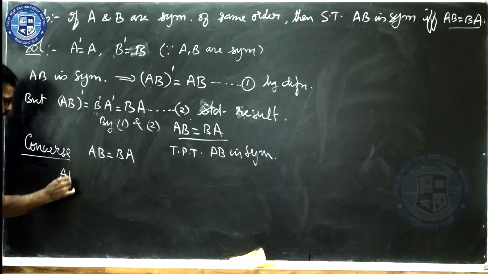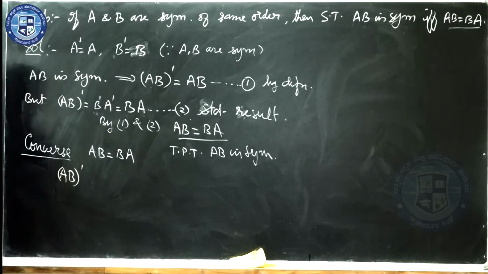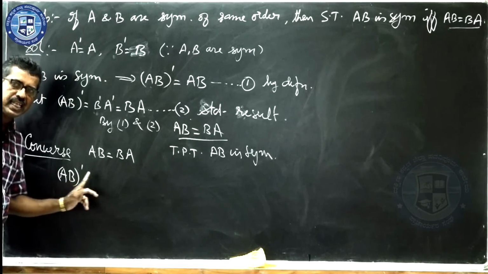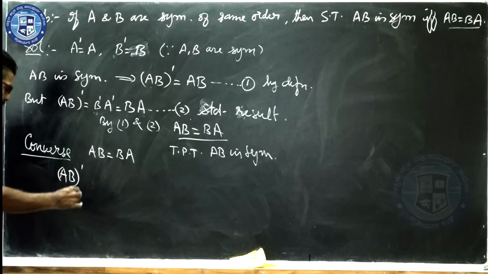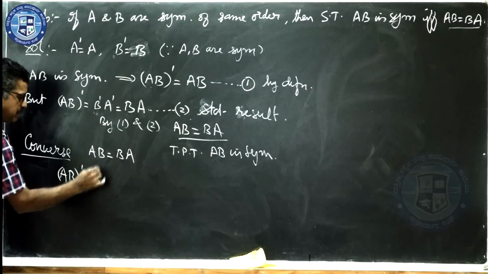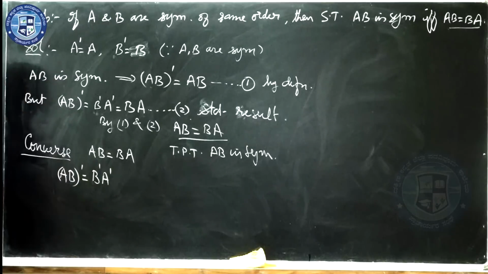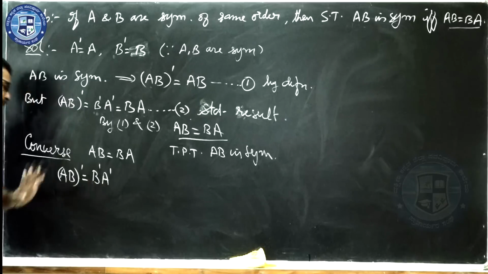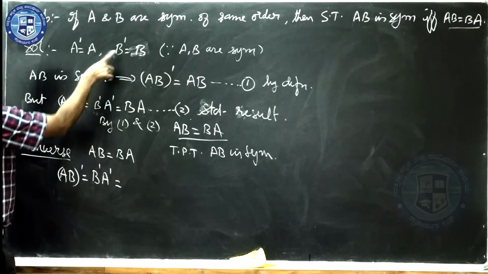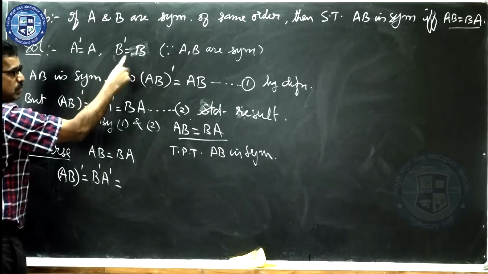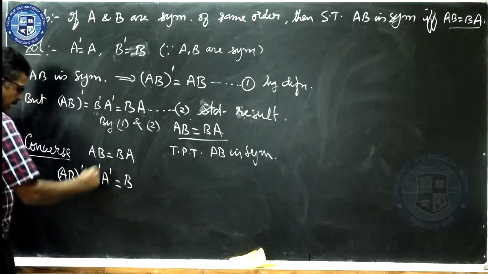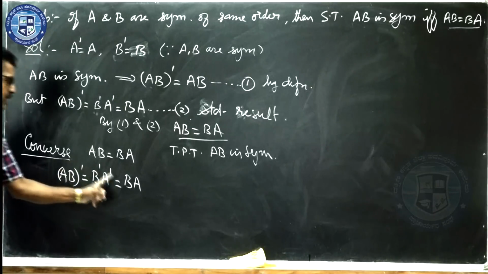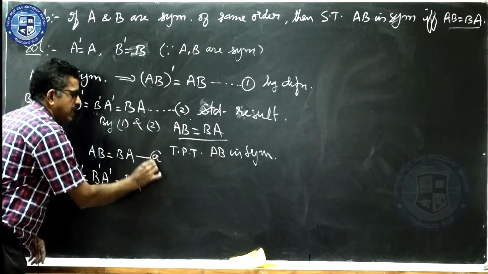Now, let me begin with AB dash. In order to prove AB is symmetric, I have to prove that the transpose of AB is the same as AB. Okay. AB dash, using the standard result, is B dash into A dash. That is the standard result. Now, just to recall, what is B dash? This is the general condition for a symmetric matrix. It is B. And what is A dash? It is A. So, we have AB dash equal to BA, and I will take this as equation A.